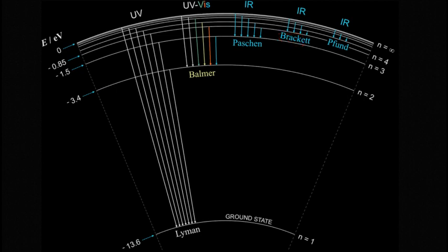Similarly, the final one is the Pfund series. When the electron makes a transition from a higher excited state to the fifth orbit, such a series is known as the Pfund series. Fine. So we have discussed the various types of spectral series: Lyman series, Balmer series, Paschen, Brackett, Pfund.